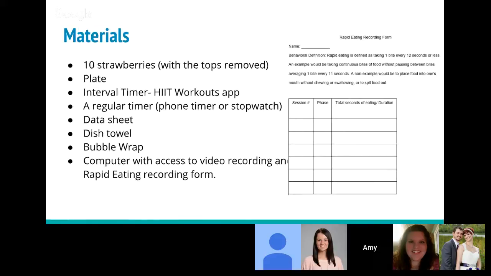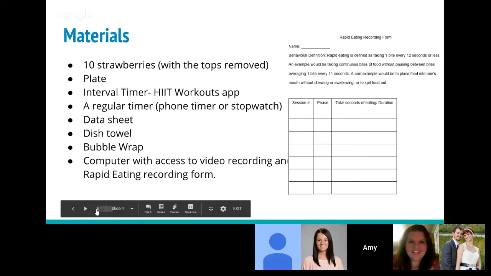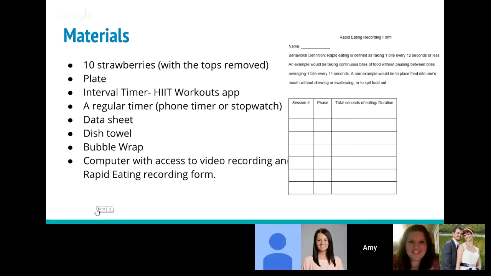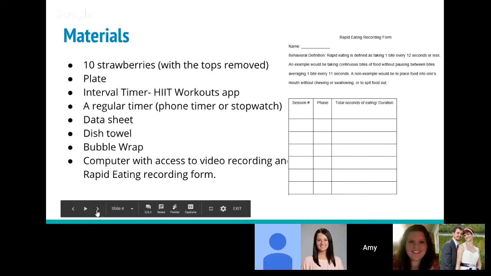The materials needed are 10 strawberries, all with the tops removed, a plate, the interval timer HIIT workout app, a regular timer, so either a phone timer or stopwatch, the data sheet, dish towel, bubble wrap, and then a computer with access to video recording. And the data sheet, which is the rapid eating recording form, which you can see here.